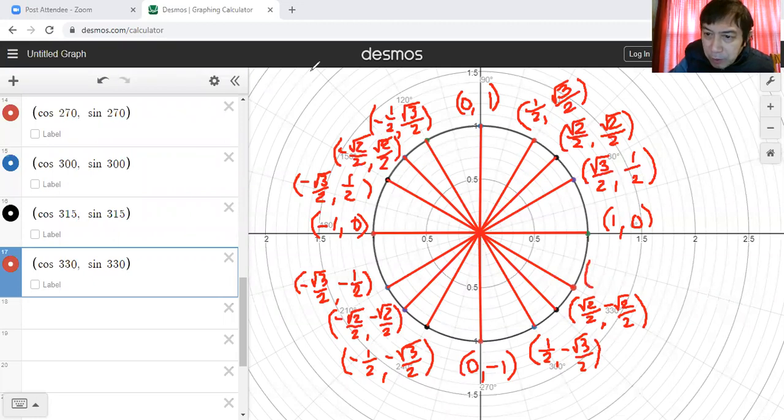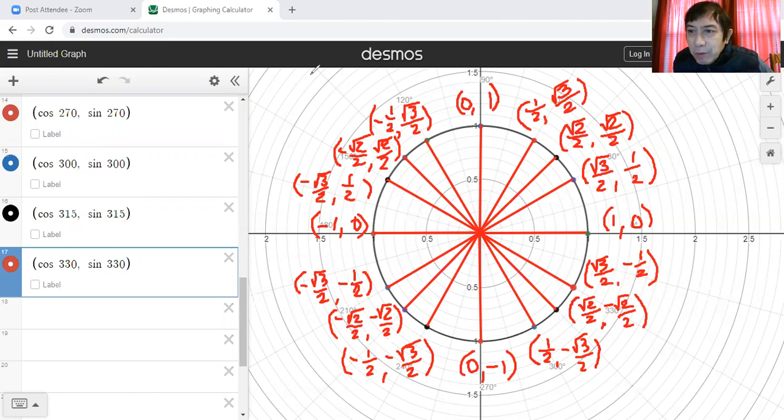Okay, this will have a positive square root of 3 over 2. Let me clear my number 2 there. This will be, of course, 2 and a negative 1/2. Okay, negative 1/2 there. So these are the coordinates of the special angles.